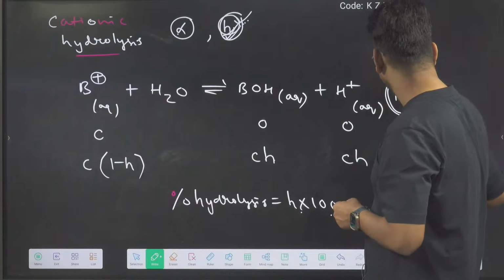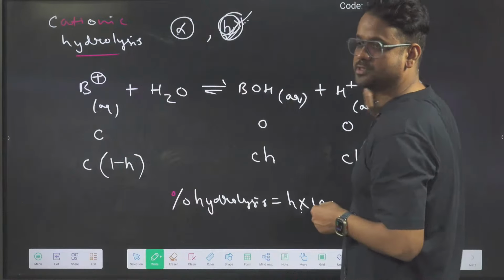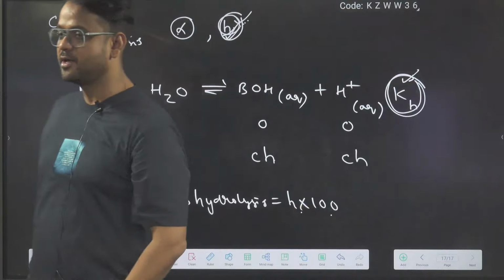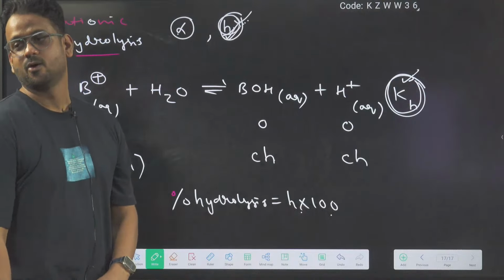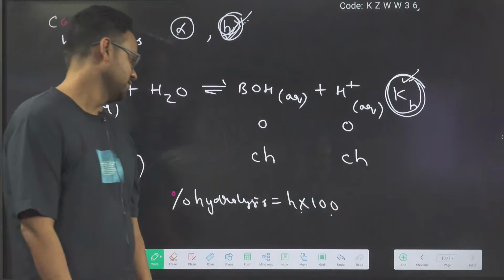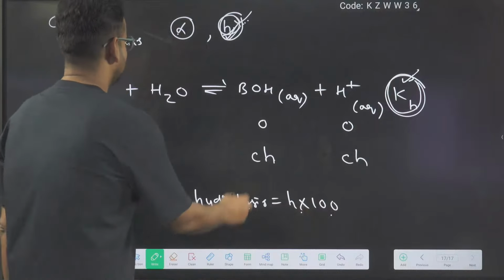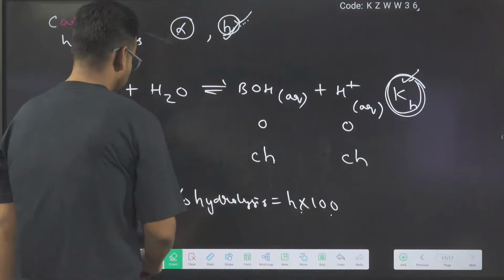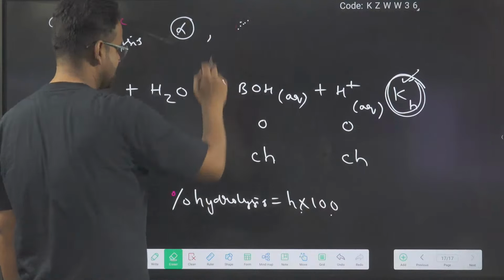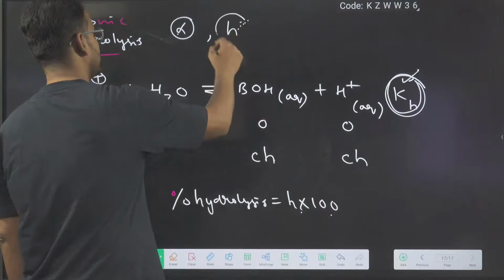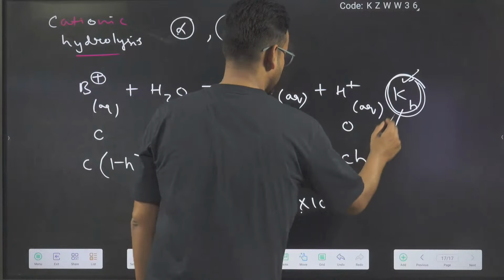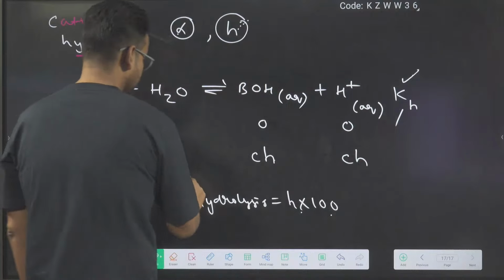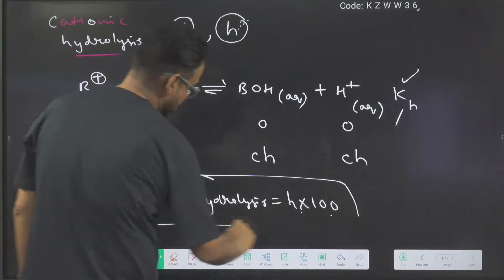And hydrolysis constant, you will say this. Everyone can have their own different methods. Okay, you are talking about that particular thing. All right, so I hope this is clear, everybody. Degree of hydrolysis, hydrolysis constant, and percentage hydrolysis. These are three different things.